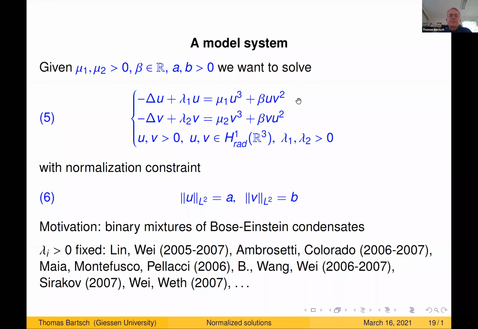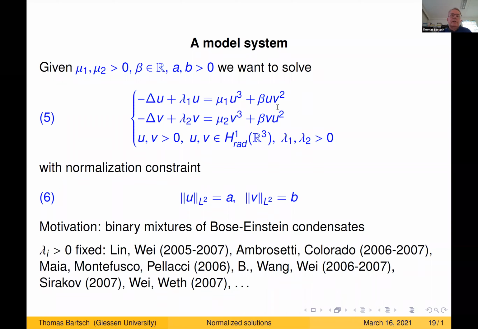a system, which has been really intensively investigated. You see here some papers from about 2005, since about 15 years. But now we want to assume also L2 normalization constraints for the two components U and V. So it is just a nonlinear Schrödinger equation for U and V coupled in this way. And this is a typical coupling which appears in models for binary mixtures of Bose-Einstein condensates.